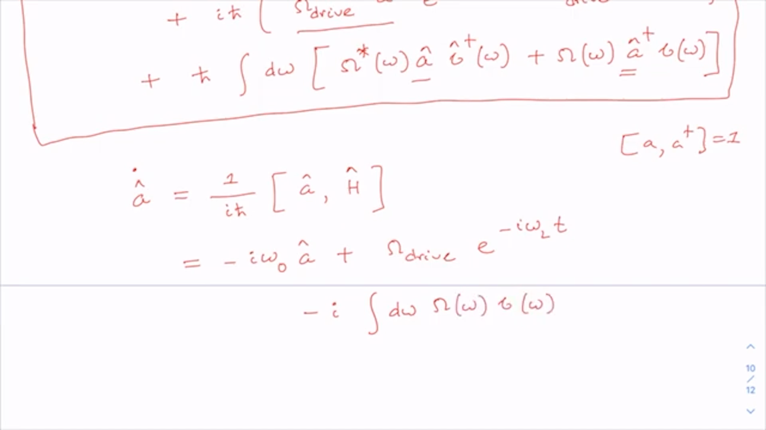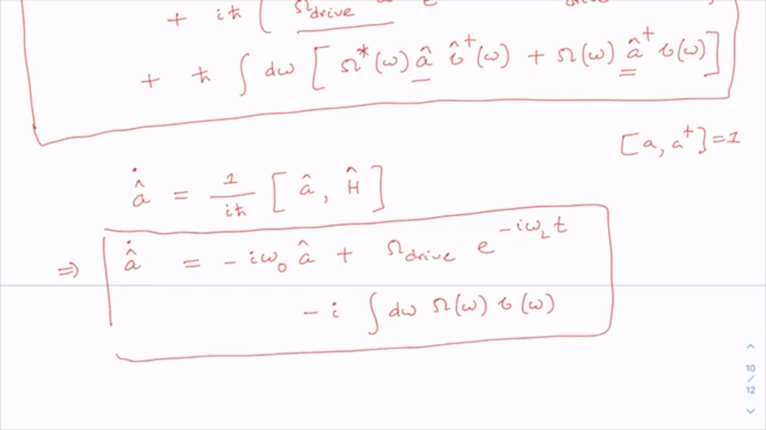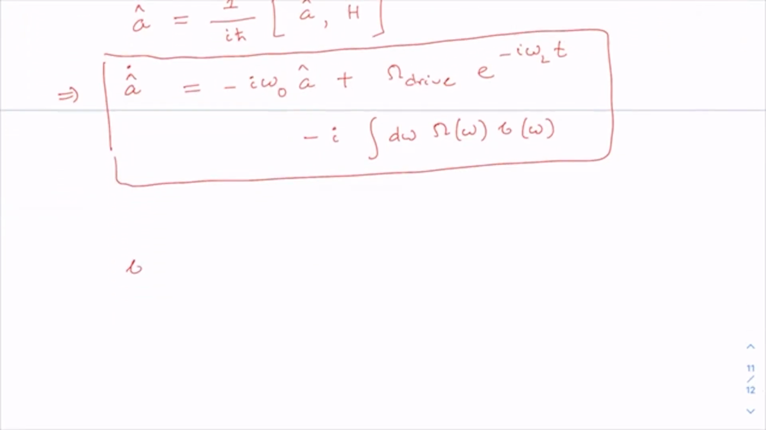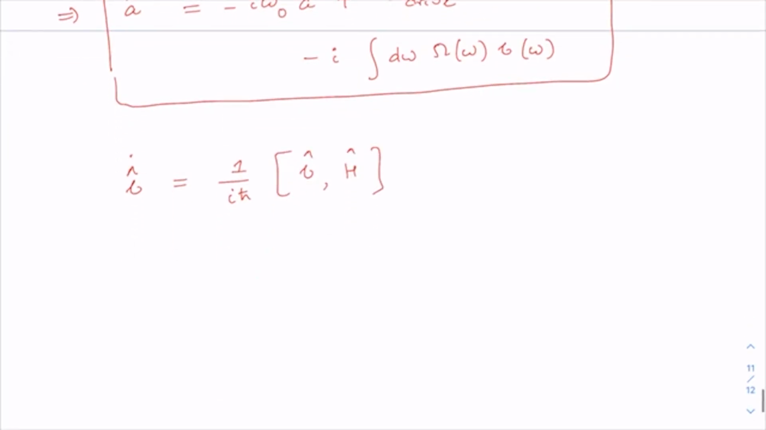So this is for the optical mode, the time derivative of the optical mode operator. Similarly, for the bath mode we can calculate the time derivative of b, that is 1 by i h cross [b, H]. So here let me show you the calculation. This is also easy. 1 by i h cross.